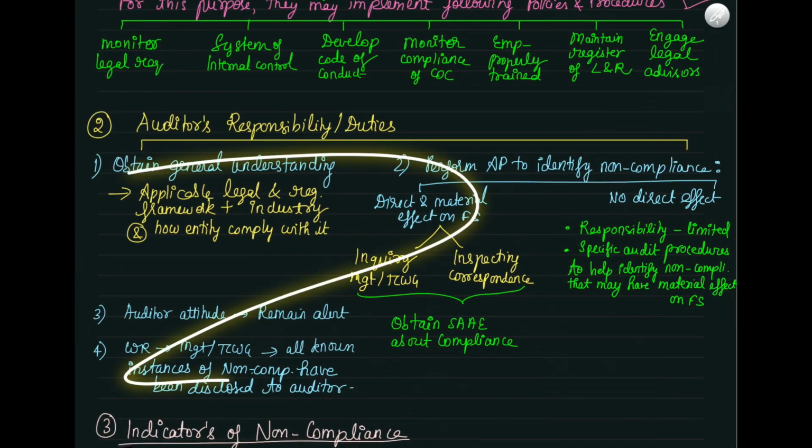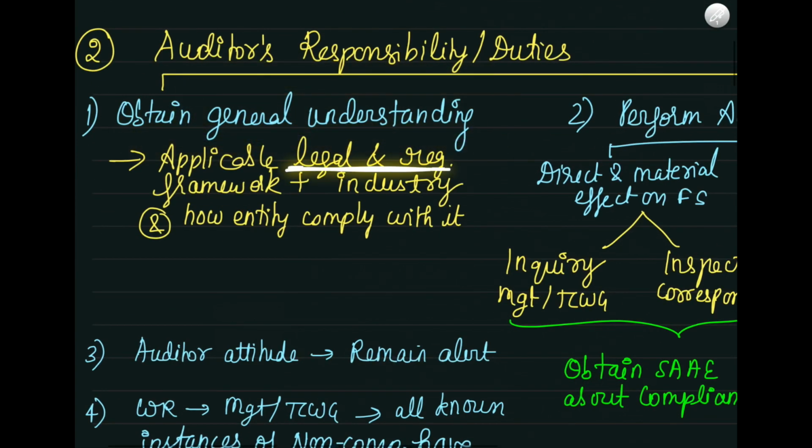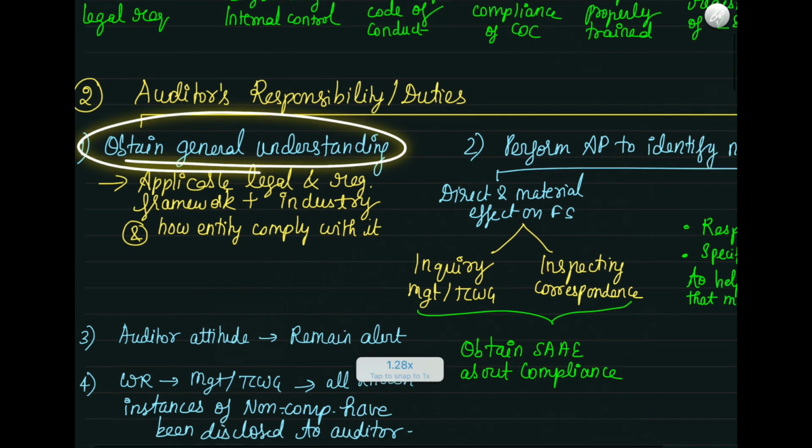Now let's understand what are the steps. So the first one is that as an auditor, please obtain a general understanding of what legal laws or legal regulations the industry as a whole is following. Suppose your client is working in the telecom industry, so then what laws and regulations are applicable in the telecom industry, you have to get an understanding about that. Okay. And you have to understand what are the laws and regulations that are applicable on your client or on the entity and how the entity is complying with it, what rules, what procedures the client has. So about that you have to get a general understanding.